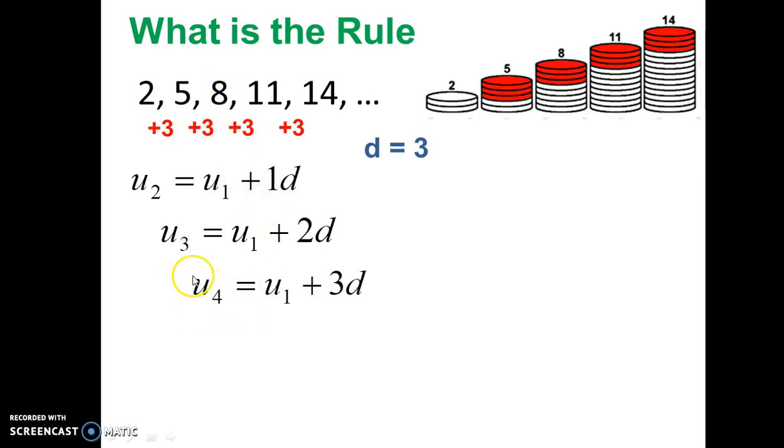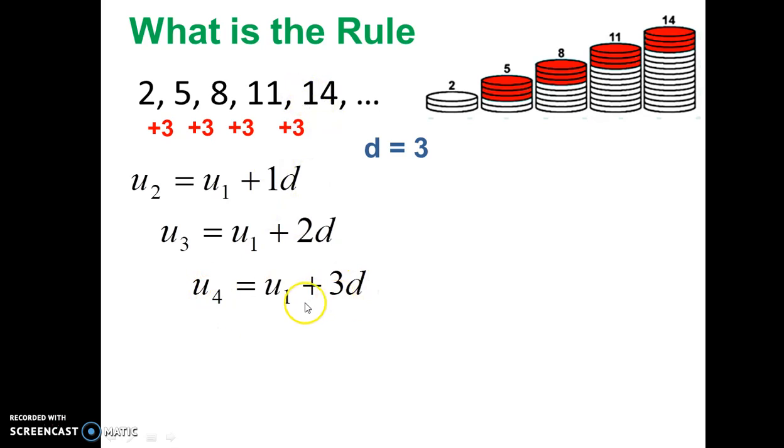u4, the fourth term, is 11. To get to the fourth term, we can start with u1, which is 2, and we can add the common difference how many times? Once, twice, 3 times. So we start with u1 and we add the common difference 3 times, and we get the fourth term.